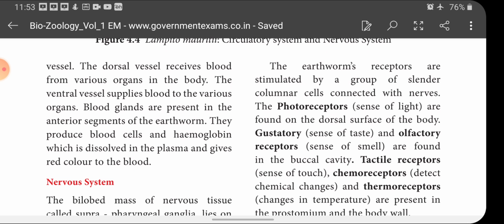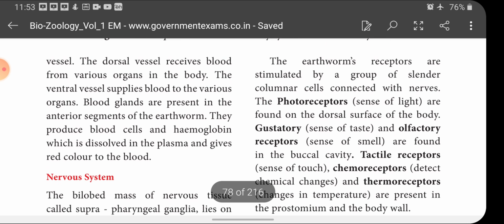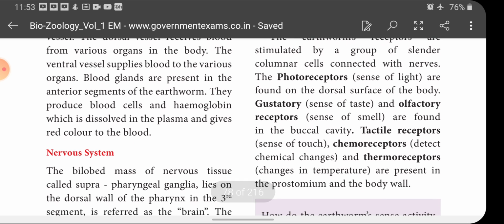Tactile receptors, that is the sense of touch, chemoreceptors, that detect chemical changes, and thermoreceptors, which detect changes in temperature, are present in the prostomium and the body wall.